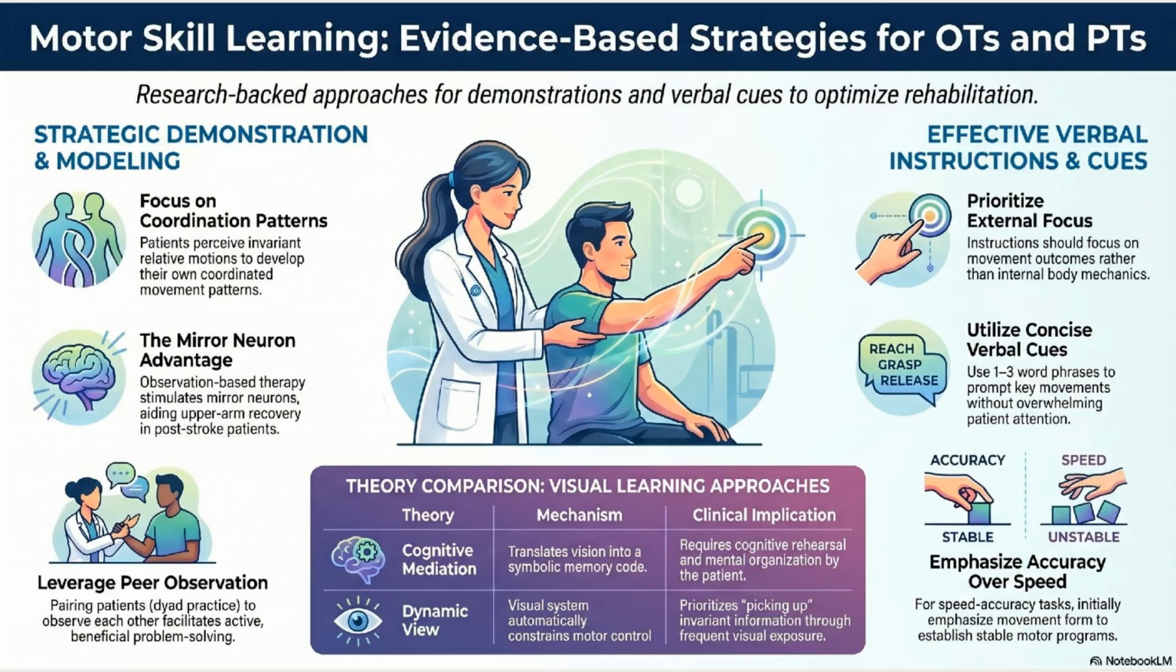On the left, strategic demonstration carries our whole first half into the clinic. Use the mirror neuron advantage through action observation therapy, exploit peer observation, and demonstrate the coordination pattern when a patient is relearning a genuinely new movement. On the right, effective verbal cues carry the second half. Lead with external focus. Reach for the cup, not flex your elbow, and keep prompts to concise 1 to 3 word phrases that won't overload a fatigued or impaired learner.